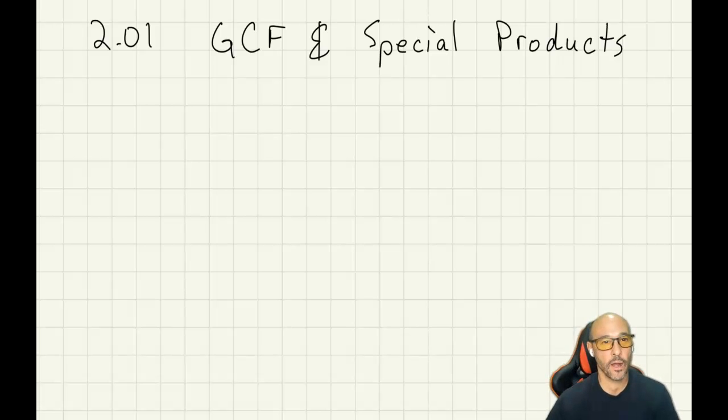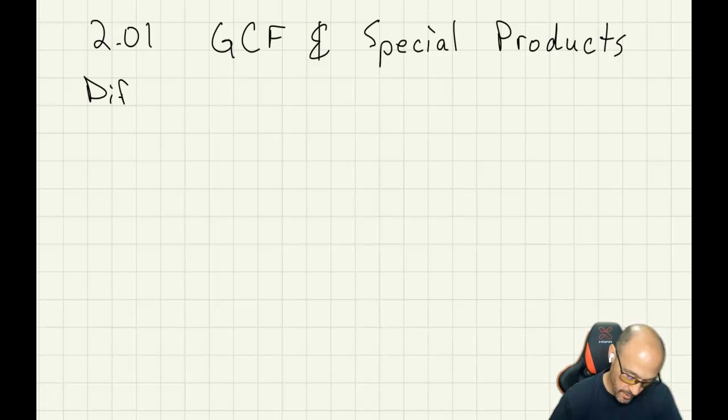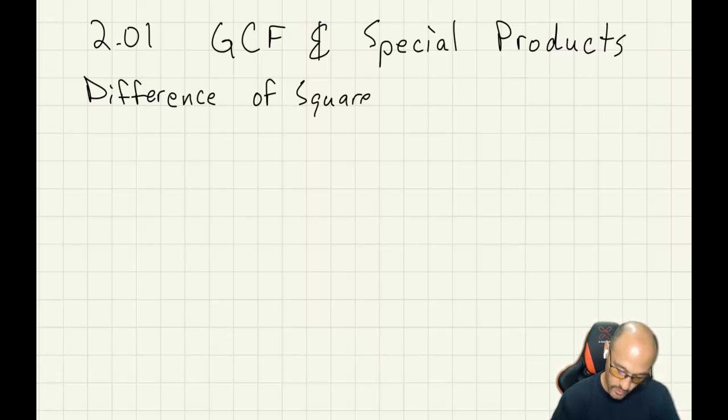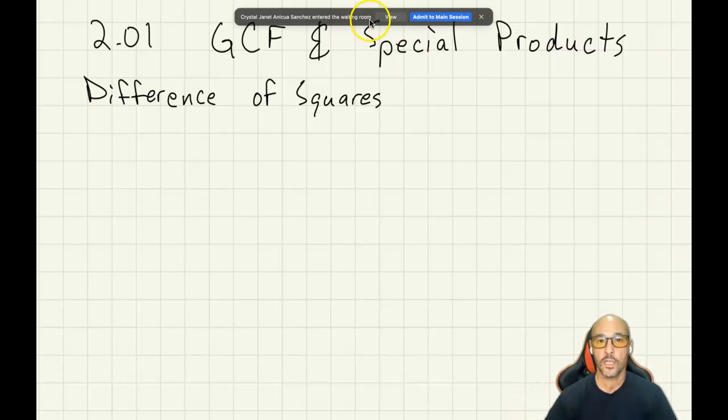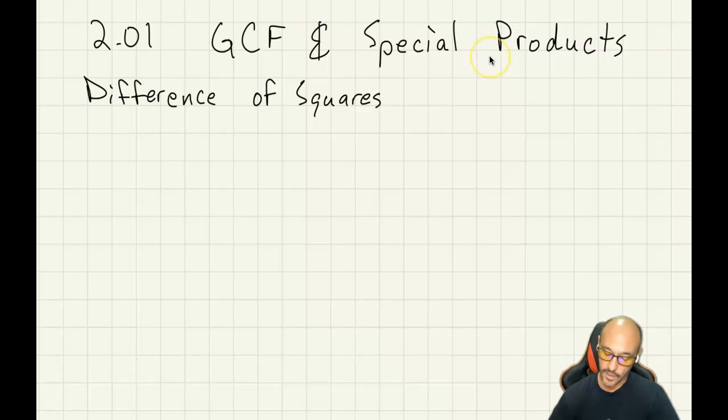Number 3, here we are again, still looking at 2.01, greatest common factors and special products. Right now we are going to be looking at difference of squares. And hopefully you'll understand what it is we're talking about once we get there. Notice that difference means subtraction. So that's key. We're talking about the subtraction of something. Specifically, we're talking about the subtraction of something square.